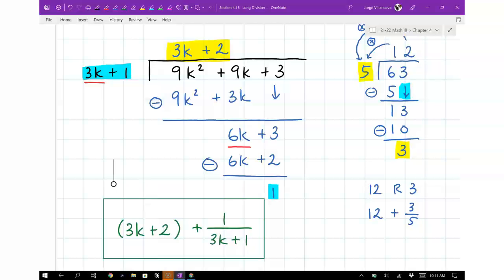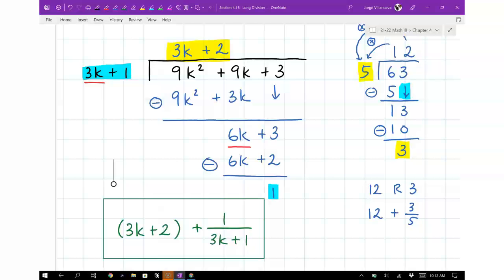So if I could just walk you through it really quick, just one more time. Looking at the very beginning, we were getting 9k squared plus 9k plus 3, and we were dividing it by 3k plus 1. I asked you guys, 3k times what is 9k squared? We said 3k. So when I multiplied 3k times 3k plus 1, I ended up with 9k squared plus 3k. So I subtract. Upon subtracting, I got 6k, and we dropped the plus 3.